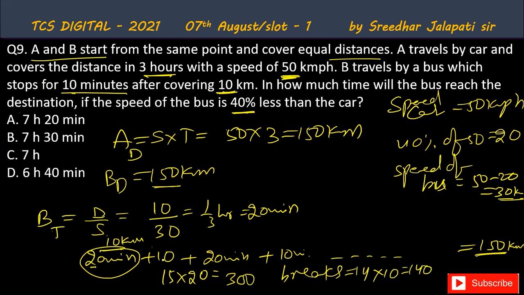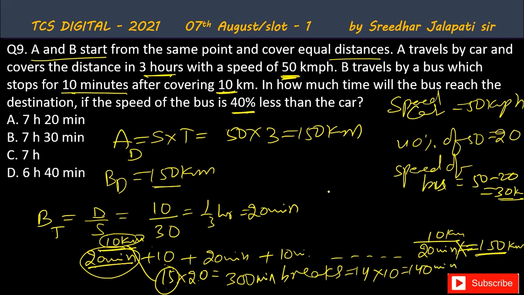Why 14 breaks? After covering the last 10 kilometers, after traveling the last 20 minutes, after that there won't be any break, right? Breaks are only in between. After covering the first 10 kilometers there is a break, but not after covering the last 10 kilometers. So only 14 breaks. So 15 tens make 150. For each 10 kilometers, the bus is taking 20 minutes. So therefore 15 into 20, 300 minutes, and breaks 140 minutes.